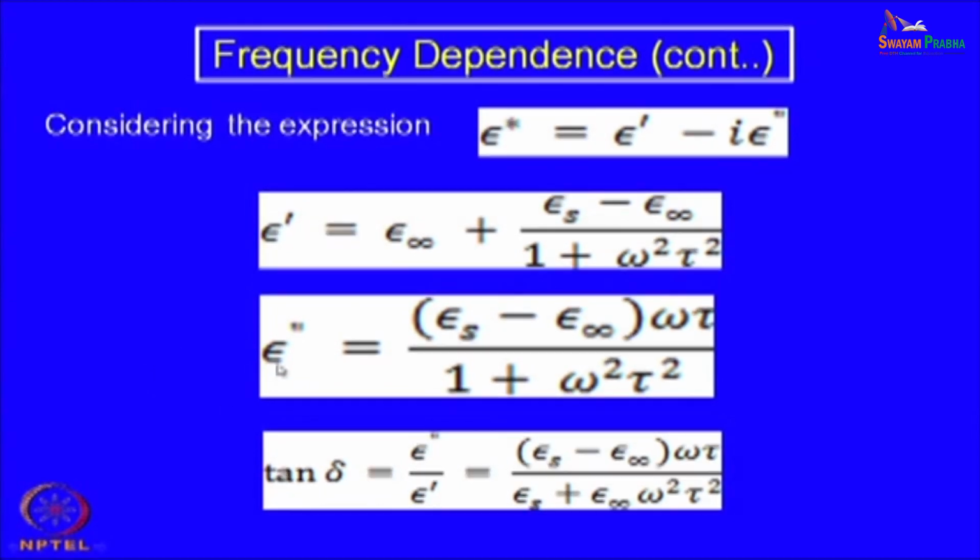Similarly, you have epsilon double prime, which is the imaginary part of the permittivity, and once again it is related to these two constants, and then the frequency omega as well as tau, the time constant or relaxation time of that particular process. And just by dividing one by the other, one can get tan delta equal to this kind of expression. Once again, the parameters used here are epsilon s, epsilon infinity, omega and tau.